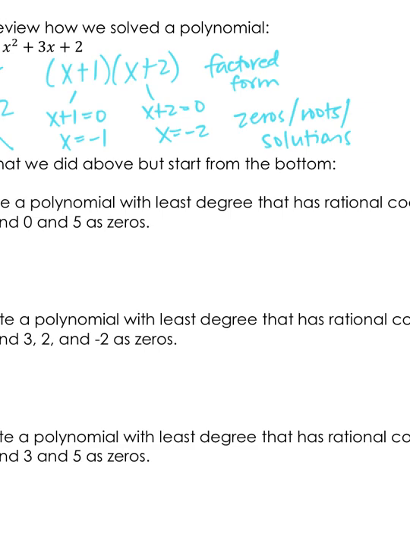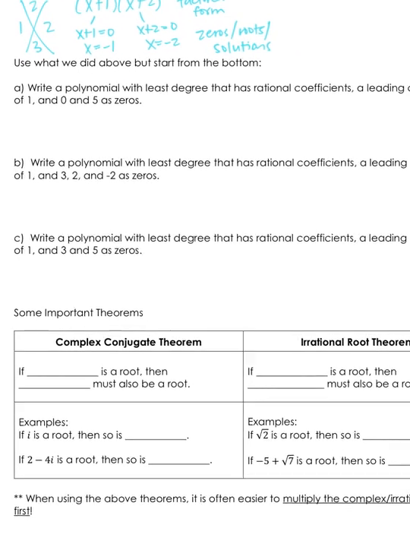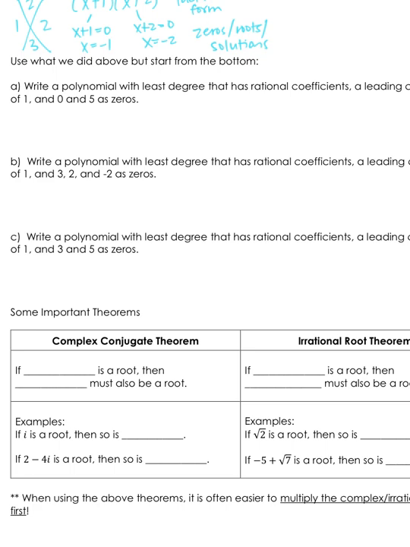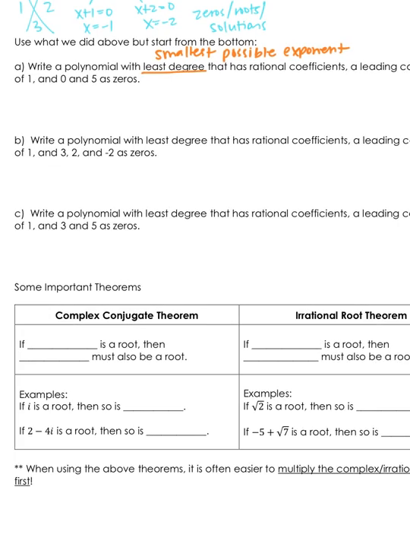Okay, so what we're going to do is start from the bottom, start from the last thing that we did, and work backwards. So we want to write a polynomial with least degree. And really all this means, this least degree, means the smallest possible exponent. That has rational coefficients, so that basically means no radicals, no imaginary numbers, something that can be written as a fraction. A leading coefficient of 1, and 0 and 5 are the zeros, or the roots.